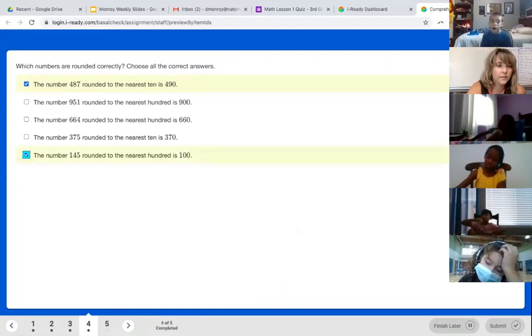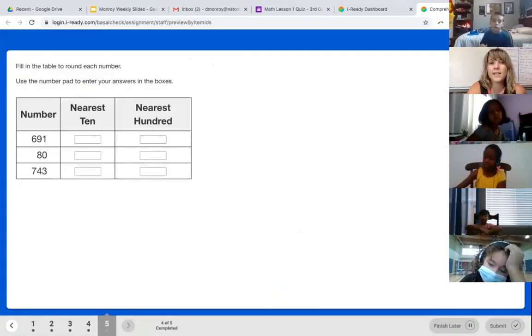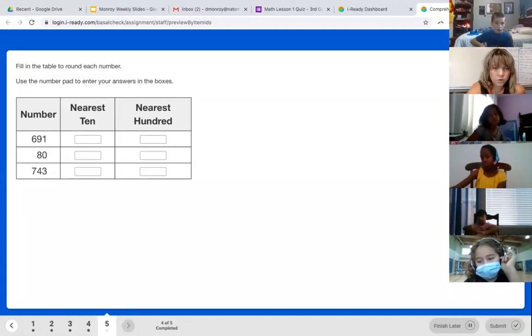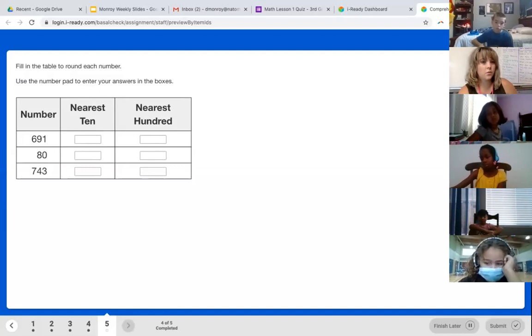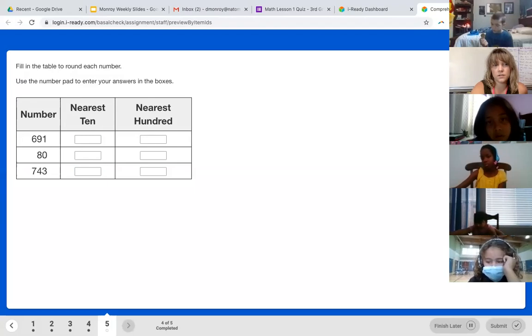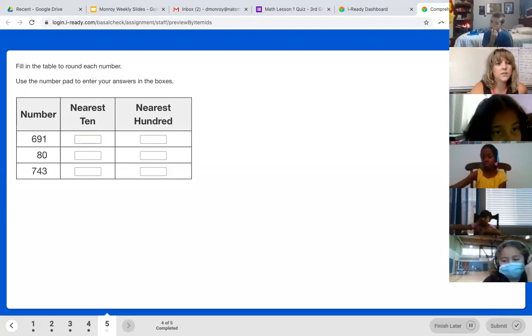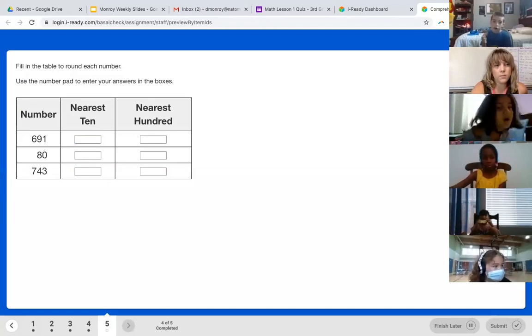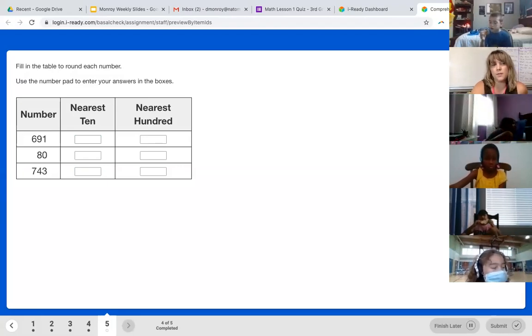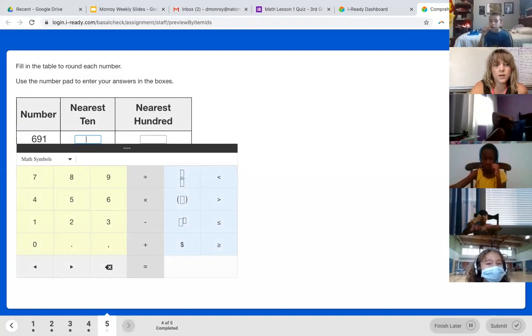Okay. All right, last question. I think some of you missed this one just purely because you didn't understand how to do the question. Okay, but you needed to fill in each of these. Okay, so it says fill in the table to round each number. Use the number pad to enter your answers in the boxes. Okay, so let's do our nearest 10.